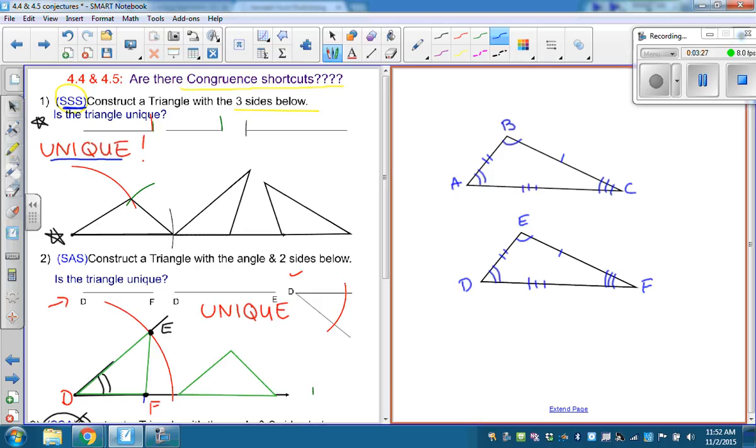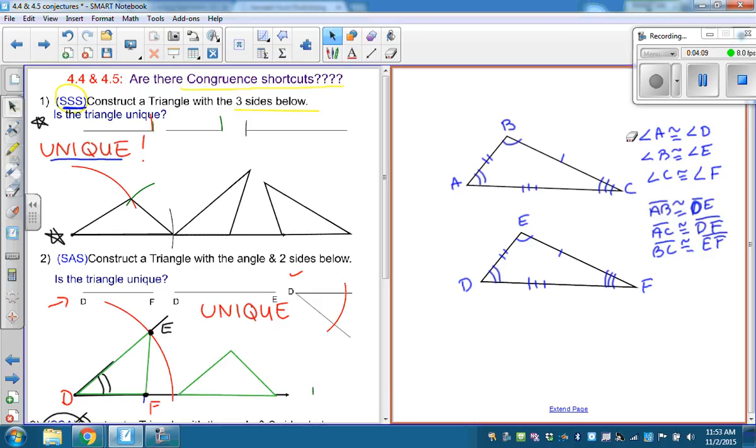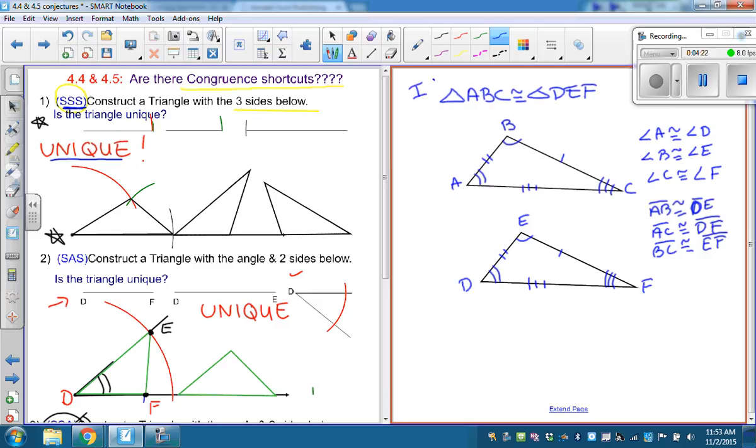So there's six different congruence things here. There's the three angles. Angle A is congruent to angle D. Angle B is congruent to angle E. And angle C is congruent to angle F. And it's also true that AB is congruent to DE. And AC is congruent to DF. And BC is congruent to EF. Okay? So, all of this is true as long as somebody tells you that triangle ABC is congruent to triangle DEF. So, in other words, if this is true, then all six things here have to be true.